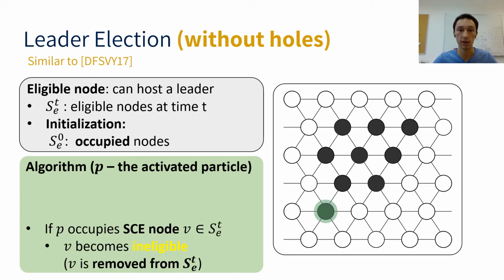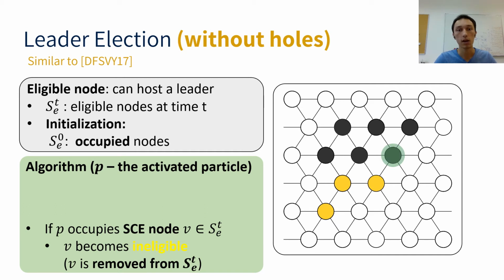The scheduler first activates this particle on the bottom left. Since this particle occupies an SCE node v in the eligible shape of black nodes, that node v becomes ineligible, it becomes yellow, and v is removed from the shape of eligible nodes, so the black nodes. Now, the second particle to be activated also occupies an SCE node when you only take the black nodes, so this occupied node becomes ineligible. And the same is true for the third activated particle. However, the fourth particle to be activated does not occupy an SCE node, and thus nothing happens.